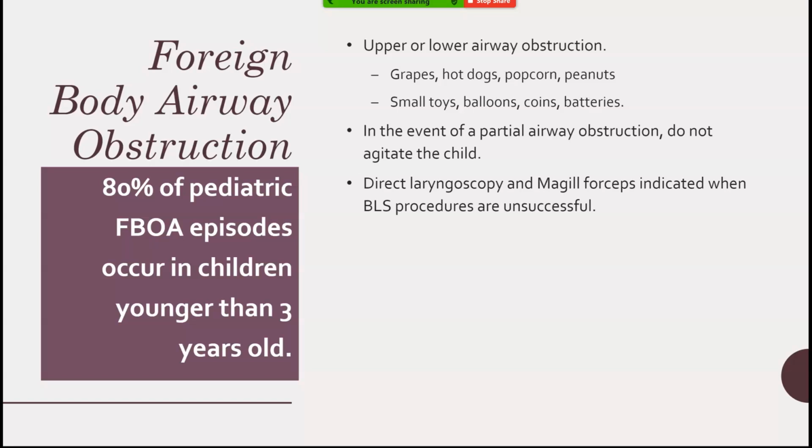Foreign body airway obstruction, super, super big deal in like 80% of 3-year-olds, right? A lot of them, kids love little things, and they love to put little things in their mouth or their nose or sometimes their ears. In the event that they do swallow something, or especially little kids with little tiny new teeth who are learning to eat solid foods, okay? Grapes and hot dogs, super dangerous, okay? Because they're slippery and they're large. They can block an entire airway and be very hard to get out, right?